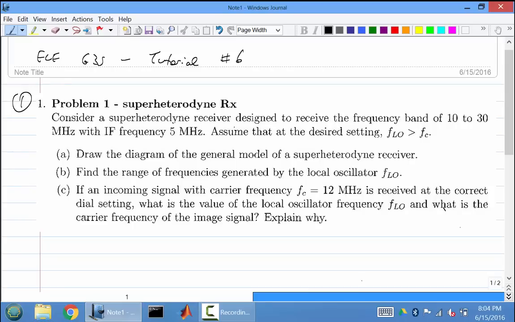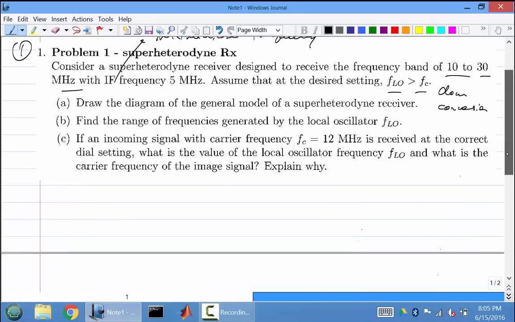All right. So consider a superheterodyne receiver that is designed to receive frequencies within 10 to 30 megahertz with an intermediate frequency. IF means intermediate frequency. So there's an intermediate frequency of 5 megahertz. Assume that at the desired setting, the local oscillator frequency is bigger than the carrier. So this is going to be down conversion, which is what we need. So first, draw a diagram of the superheterodyne, then find the range of frequencies that you need for the local oscillator to do this, and then figure out what the image frequency is, given the local oscillator. So that's totally fine.